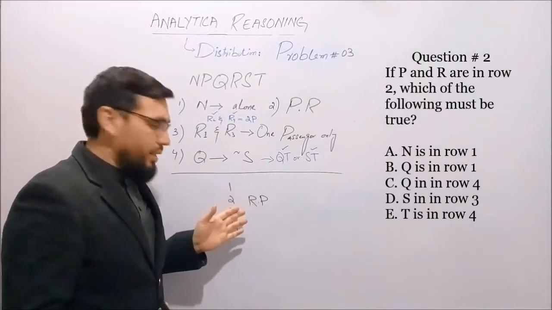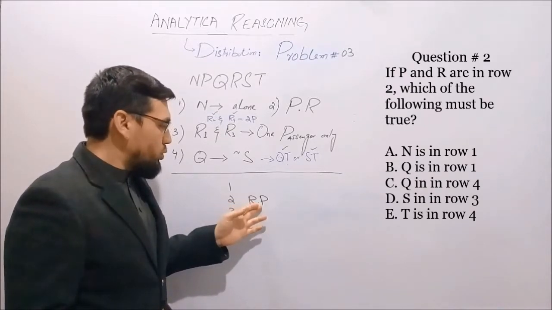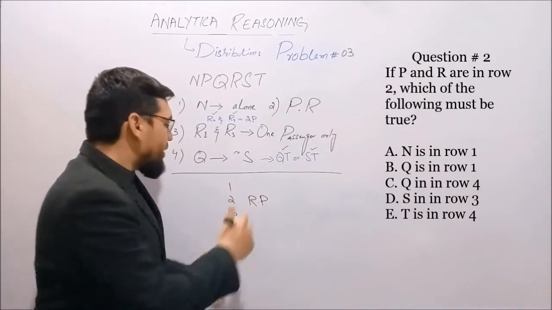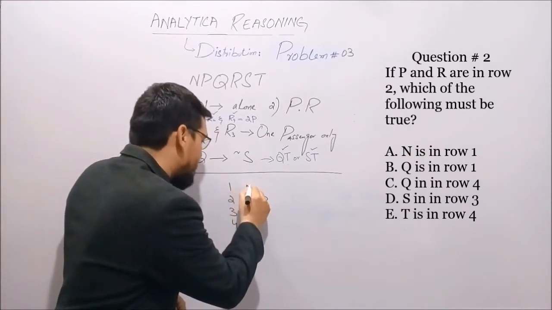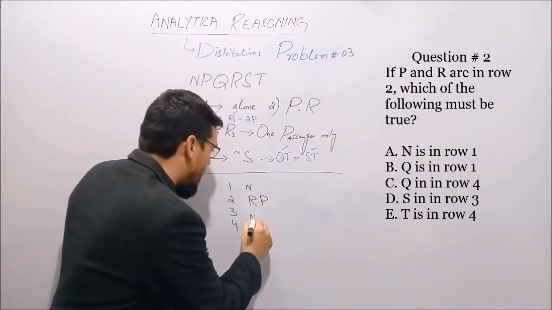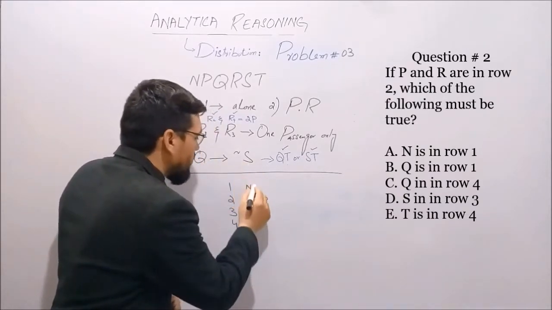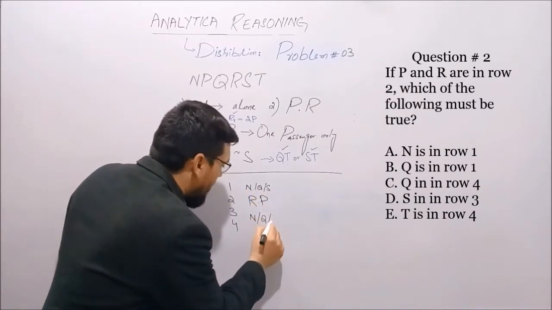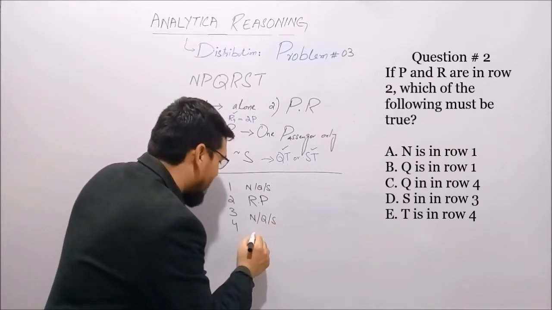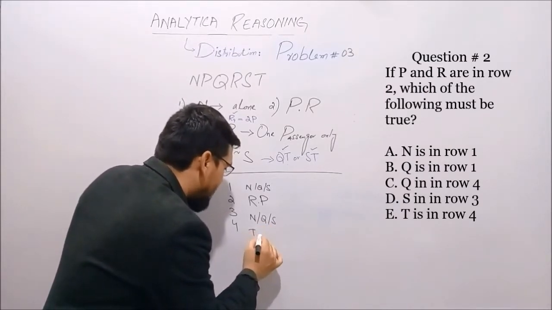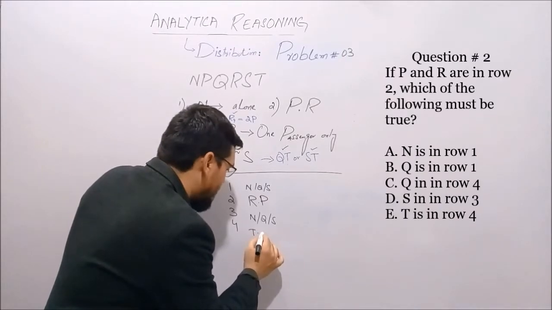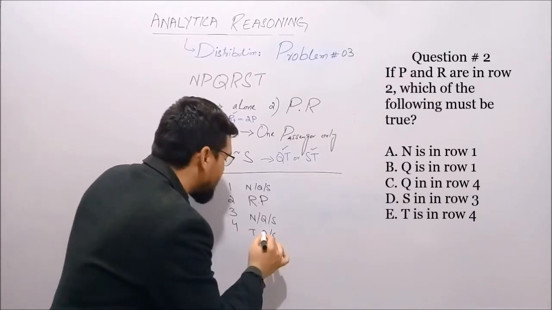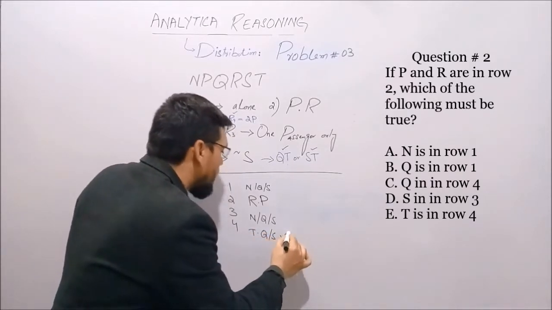Here I just wrote down that R and P are in row 2. It implies, as we know, that in row 1 and row 3 there will be only one passenger. That could be N or the one from Q or S. In the same way, that could be Q or S. But T in each case has to move over here, and the second person with T could be Q or S. But in both cases, T has to move to the last row, or the 4th row.